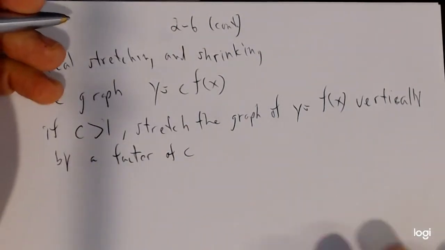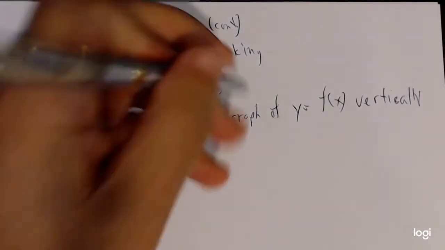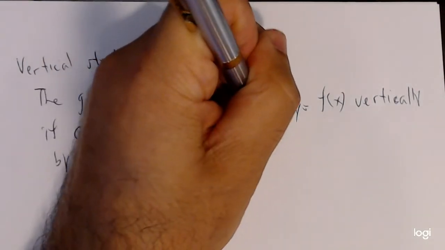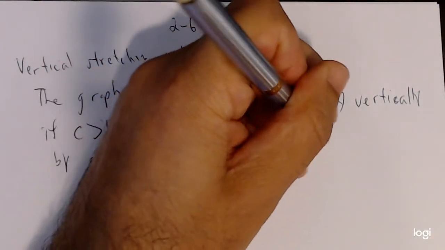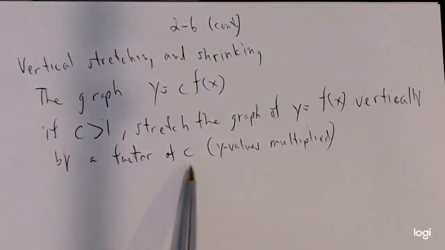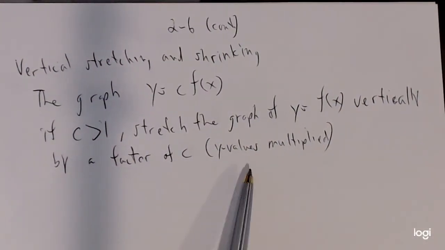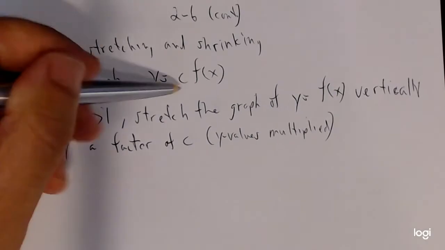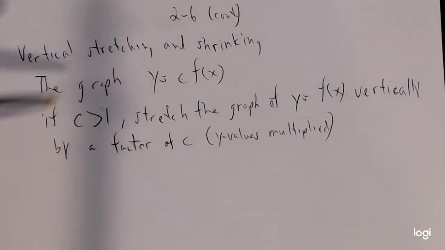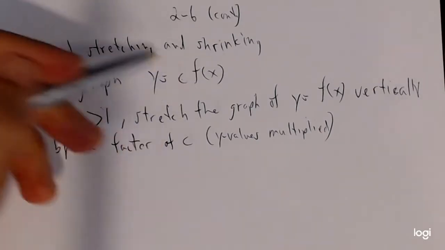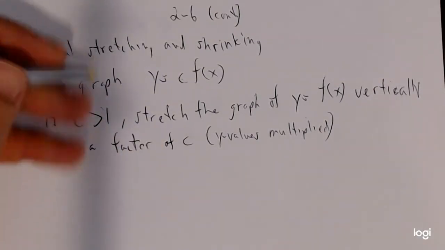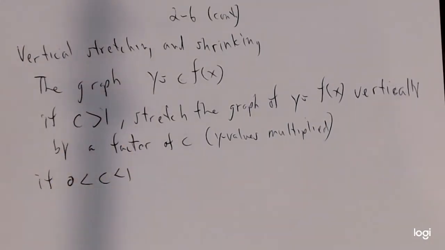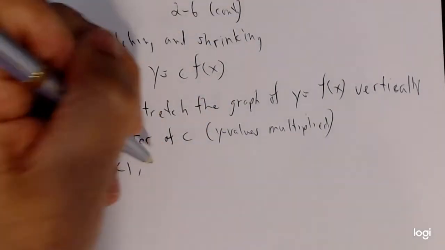So what we're basically doing is the y values are being multiplied. That's literally what we're doing. We're multiplying all of our y values by c, and the x values are staying unchanged. So when will I get a compression? It's when c makes y become a smaller number, which is when we have a fraction between 0 and 1. So if c is greater than 0 and less than 1, that's going to cause it to shrink. So this means we will be shrinking.